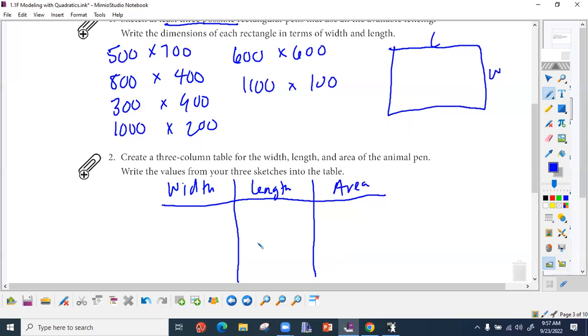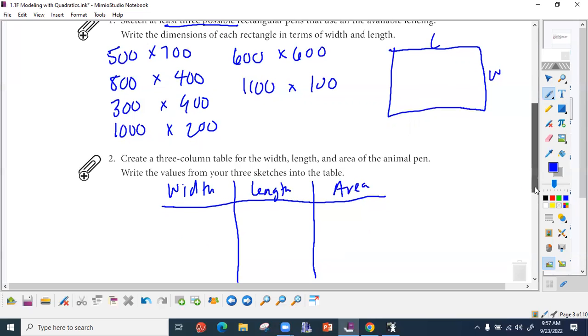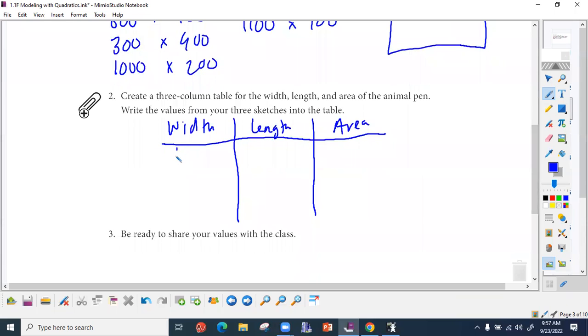I'm going to do 100, 200, 300, 400. So we have 100 by 1,100, right? We have 200 by 1,000. We had 300 by 900. We had a 400 by 800. We had a 500 by 700, and we had a 600 by 600.